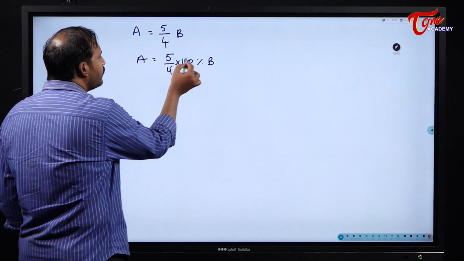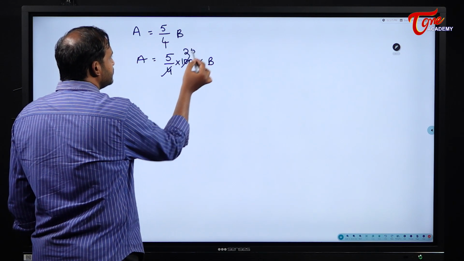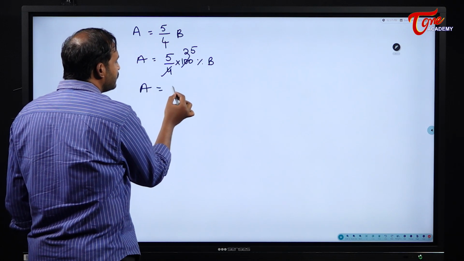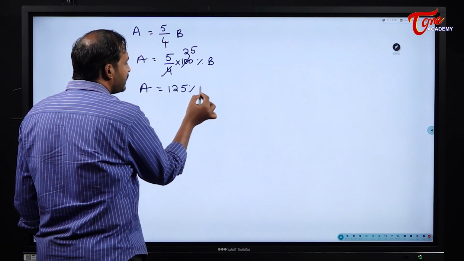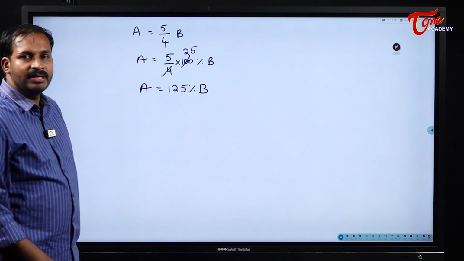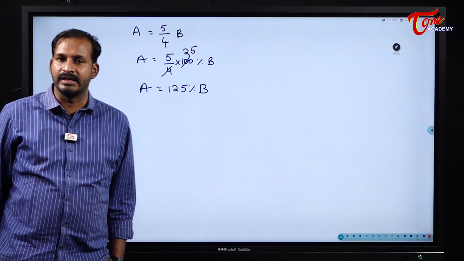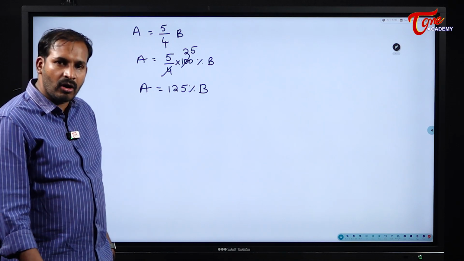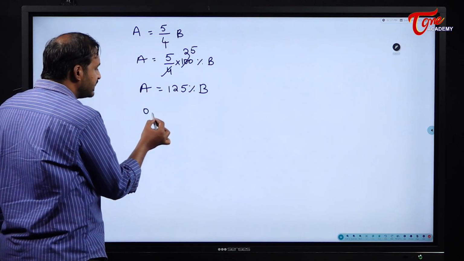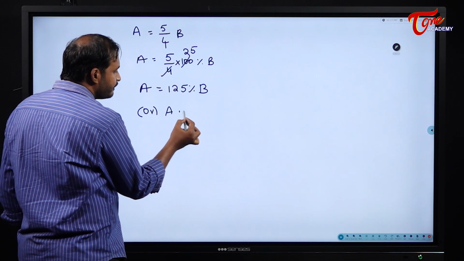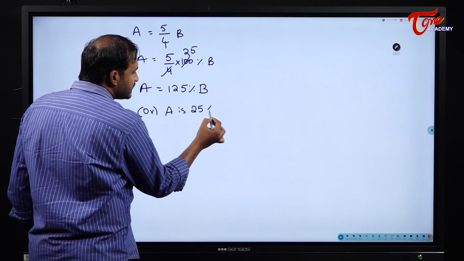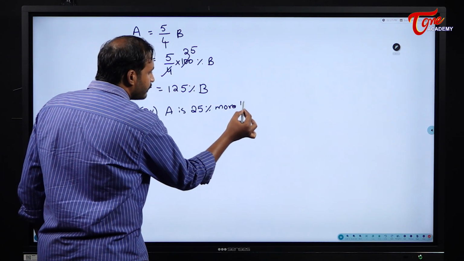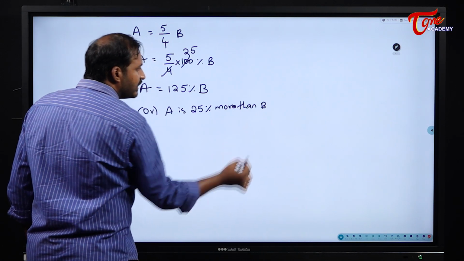Now, 4 ones are 4, and 4 25s are 100, so I can write A is equal to 125% of B. Now I can say that A is 125% of B, or what I can also say is A is 25% more than B.